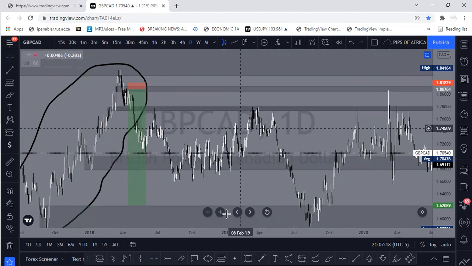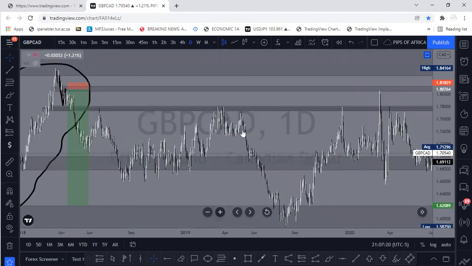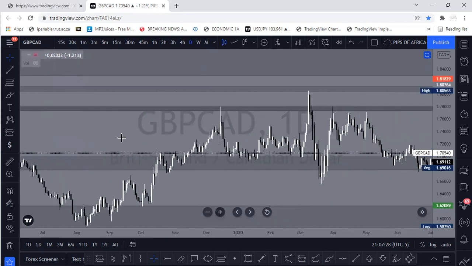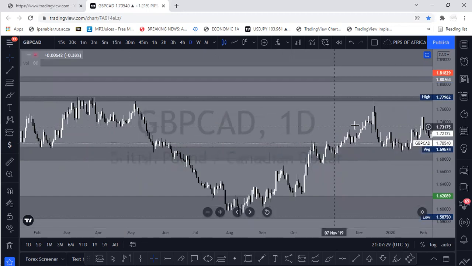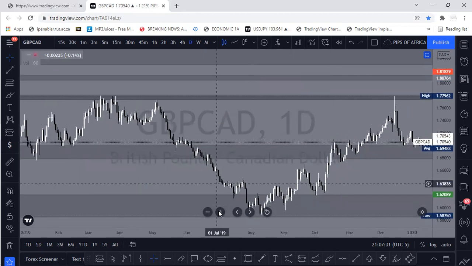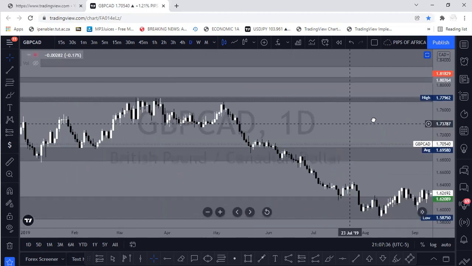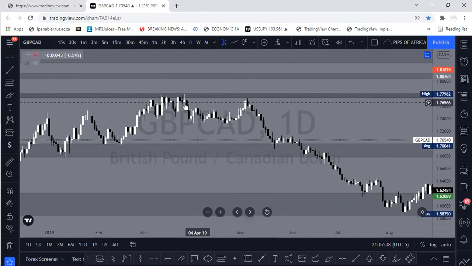Okay. Here, you come here once again. I'm teaching you how to trade the market. You come here once again. So this one here was the buy to sell order block.